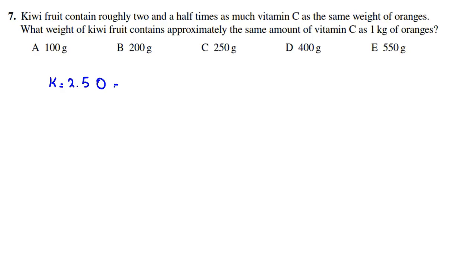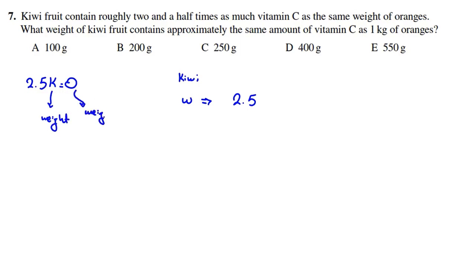So if we consider 1 kilogram, suppose the weight we have is W. We know that it is for kiwi, the vitamin here we should have is 2.5. Here, let me correct this one. If you consider the vitamin, it is 2.5 times a weight. Suppose it is the weight of kiwi fruit and here the weight of orange.